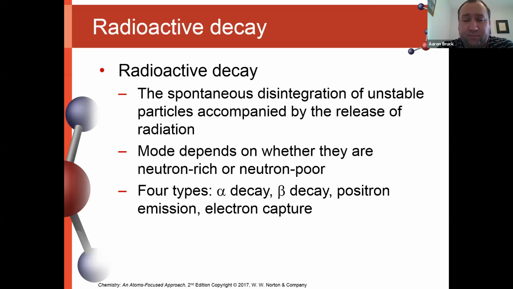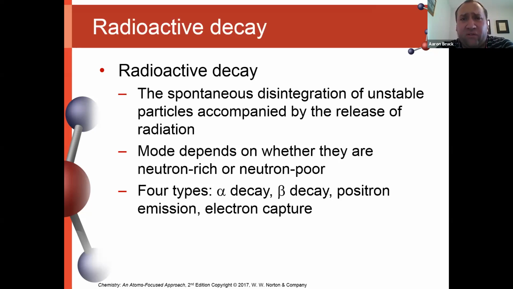Now, the type of radioactive decay that we see really depends upon the mode in which the nucleus is existing. Is it neutron rich? Is it neutron poor? And is it just too heavy in general?